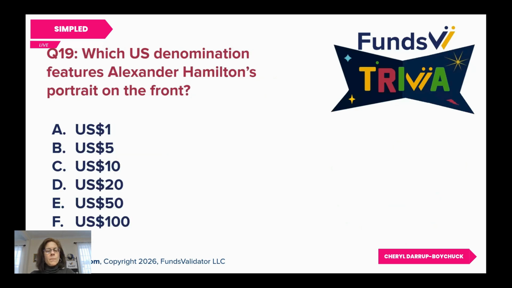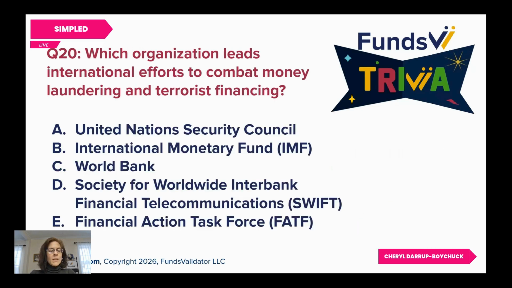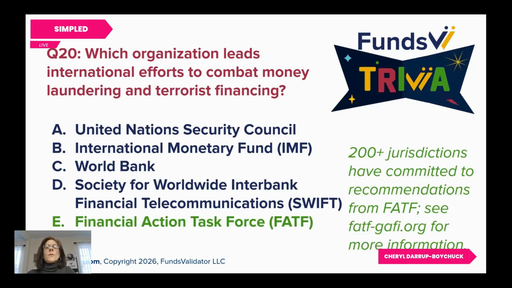Here's an easy one for you. Which US denomination features Alexander Hamilton's portrait on the front? Of course, Hamilton was a founding father who served as the first US Secretary of the Treasury from 1789 to 1795 under the presidency of George Washington. Hamilton appears on the US $10 bill. So lastly, which organization leads international efforts to combat money laundering and terrorist financing? The Financial Action Task Force, established in 1989, based in Paris.